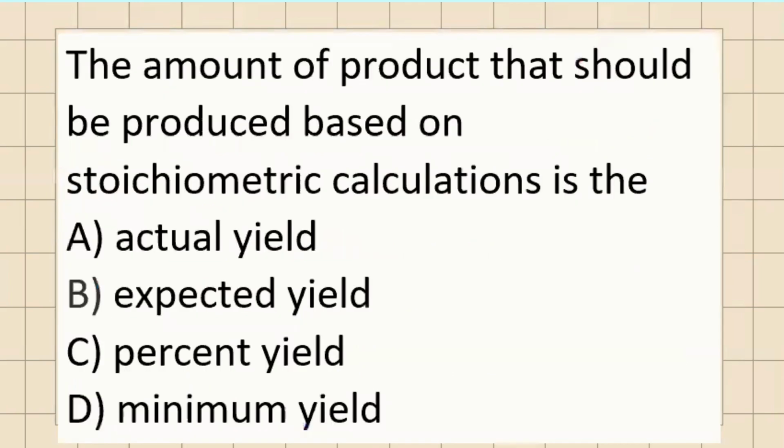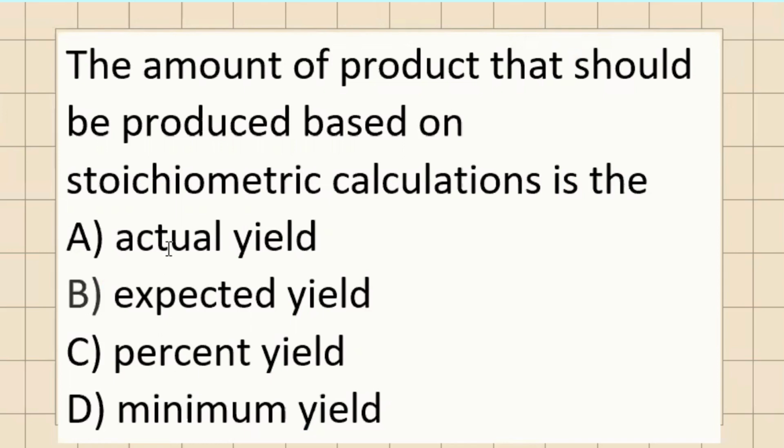Let's go to the next. Okay, the amount of product that should be produced based on stoichiometry calculation is A, actual yield, B, expected yield, C, percent yield, D, minimum yield. Okay, minimum yield and actual yield are the same.